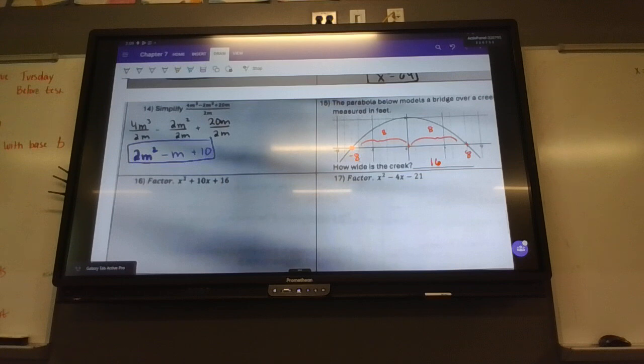So we spent a day looking at Desmos, and we looked at a bridge, and we talked about the importance of x-intercepts. So this is just asking, do you know what you're looking at? This is the x-axis here, and we're looking at x-intercepts. So from -8 to 8, the total distance is 16.